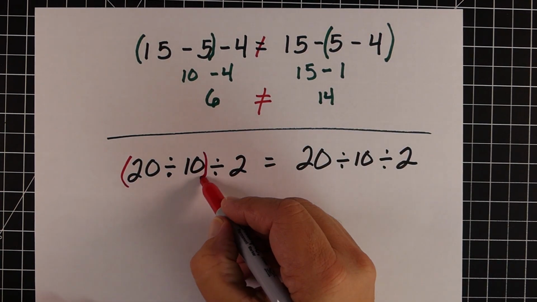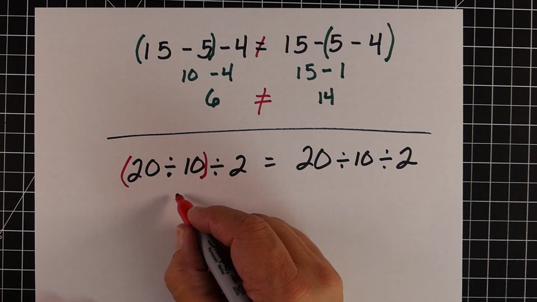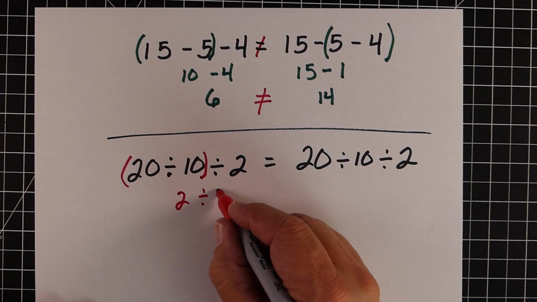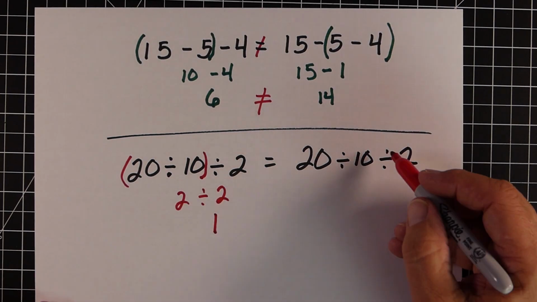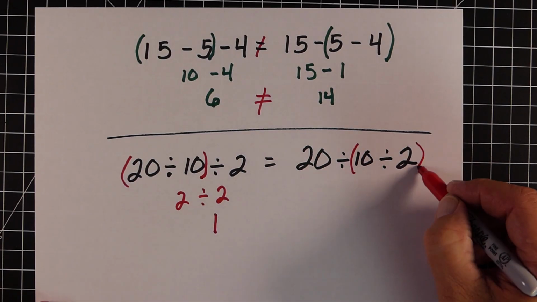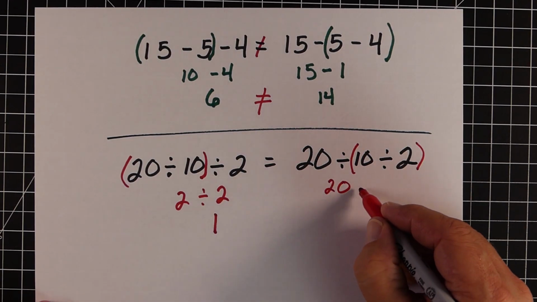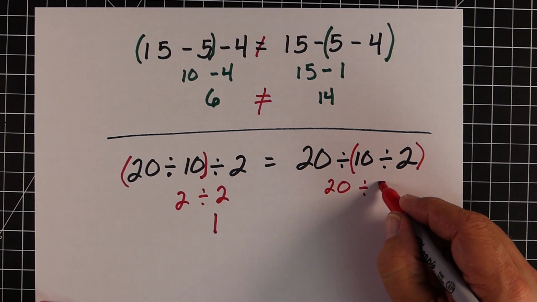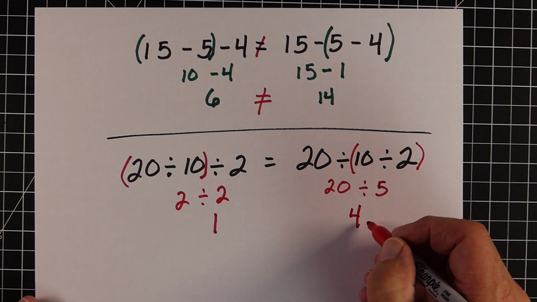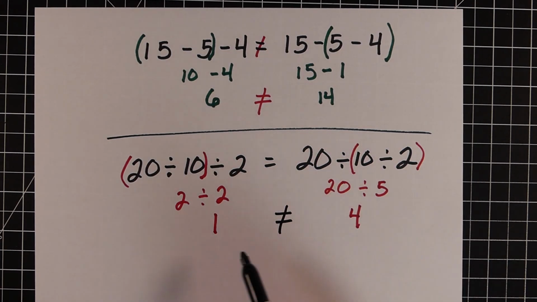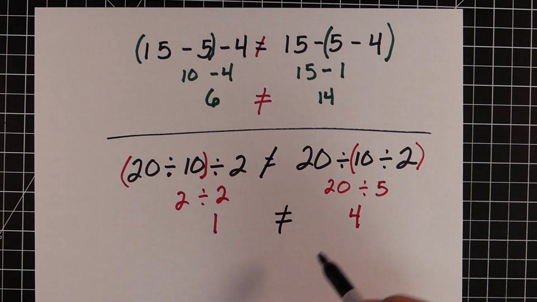The same with division. If I'm taking 20 divided by 10 divided by 2, on the left side, if I do the 20 divided by 10, I get 2. 2 divided by 2 would be 1. But on the right side, if I group 10 and 2 together, that would be 5. 20 divided by 5 is 4. And again, they're not the same, so it doesn't work.